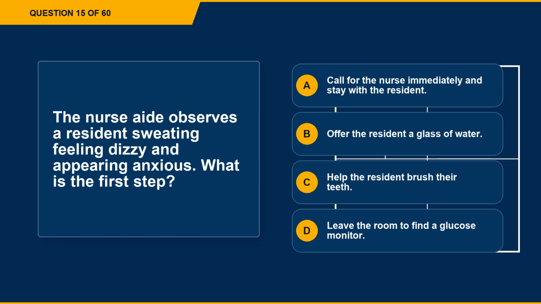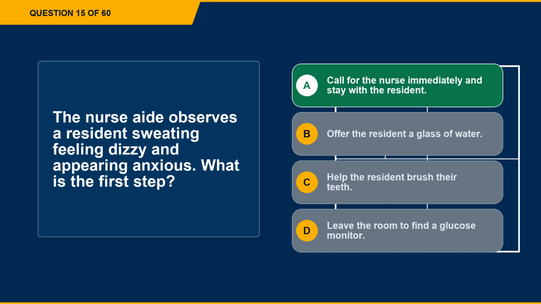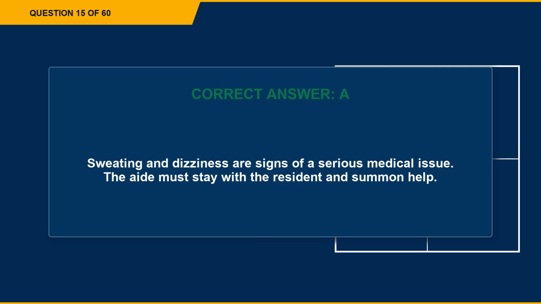Question 15. The nurse aide observes a resident sweating, feeling dizzy and appearing anxious. What is the first step? Option A, call for the nurse immediately and stay with the resident. Option B, offer the resident a glass of water. Option C, help the resident brush their teeth. Option D, leave the room to find a glucose monitor. The correct answer is option A, call for the nurse immediately and stay with the resident. Explanation: Sweating and dizziness are signs of a serious medical issue. The aide must stay with the resident and summon help.